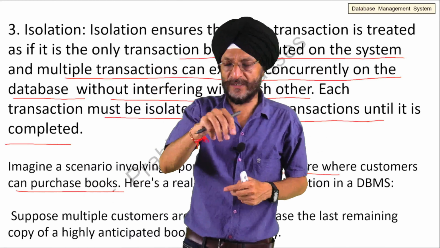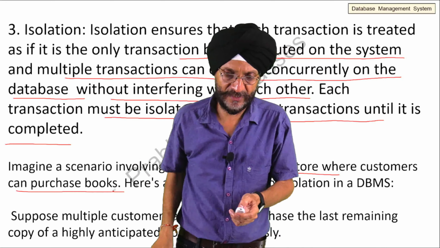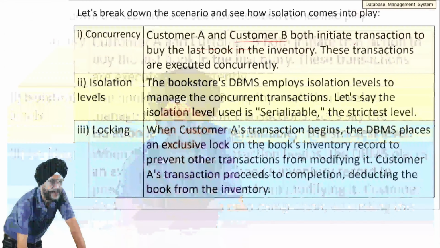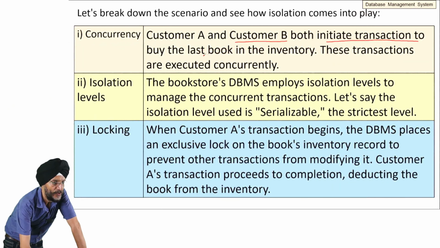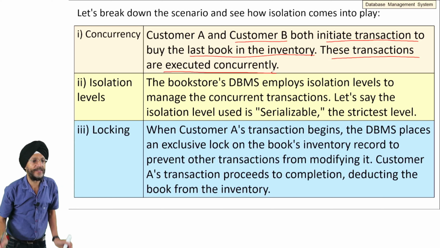Now we will try to understand the situation or the example with the help of what is written. Concurrency. Customer A and B both initiate transactions to buy the last book in the inventory. These transactions are executed concurrently. Concurrently means at the same time.